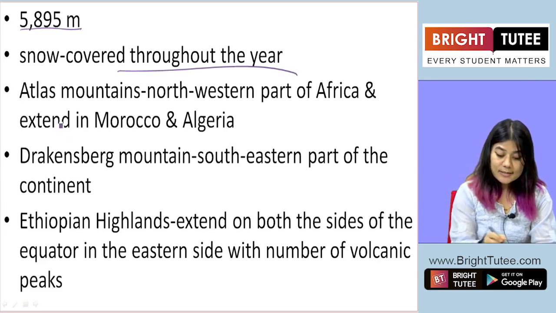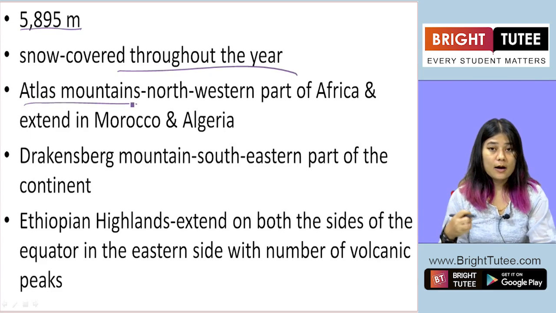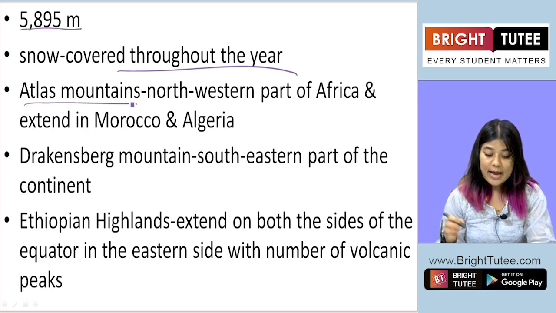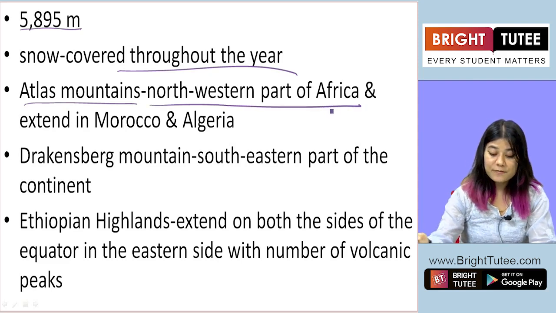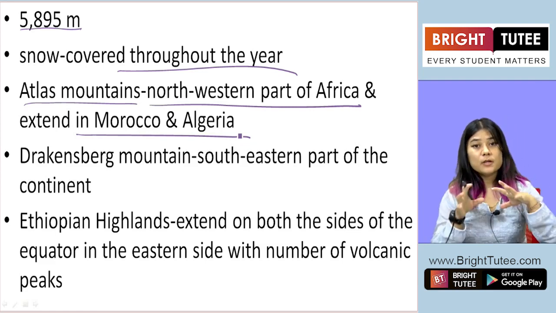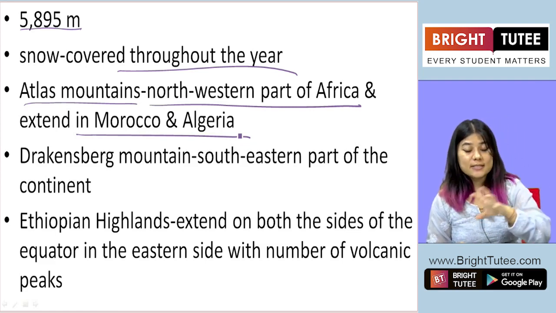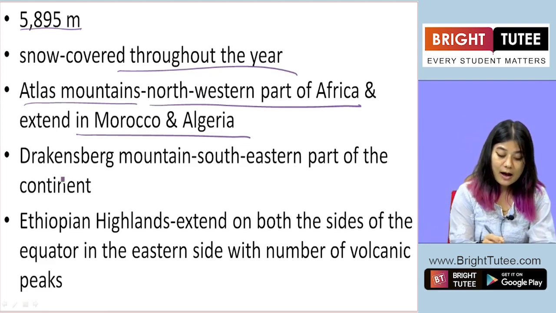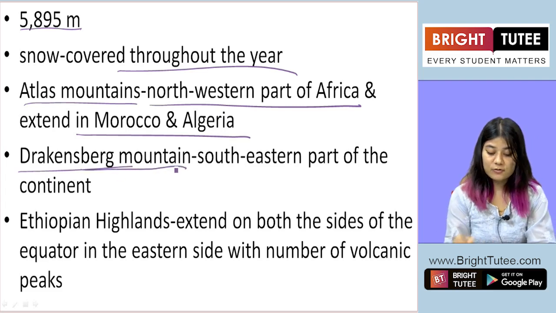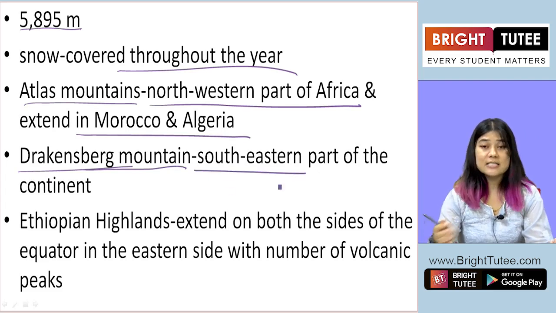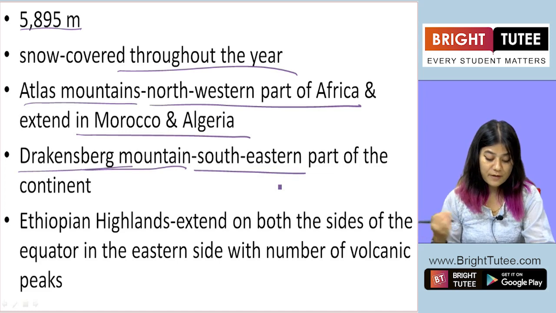Alright, Atlas Mountains are other mountains located in Africa, and they extend from the northwestern part of Africa to Morocco and Algeria. Other mountains are the Drakensberg Mountains. This mountain is located in the southeastern part of the continent of Africa.